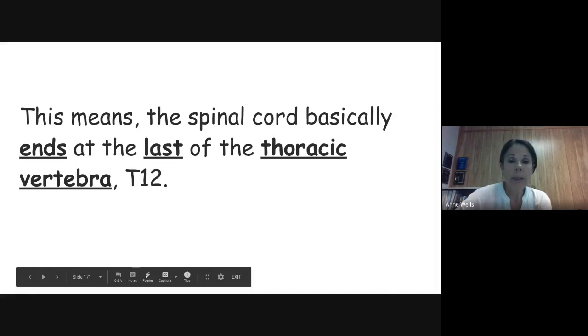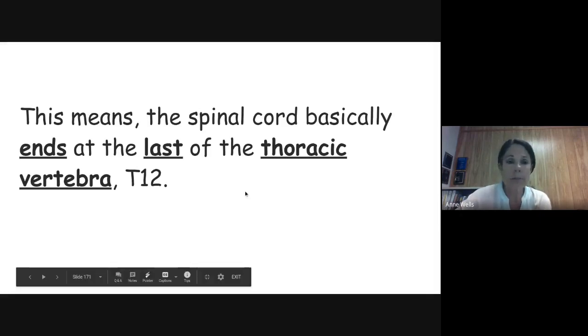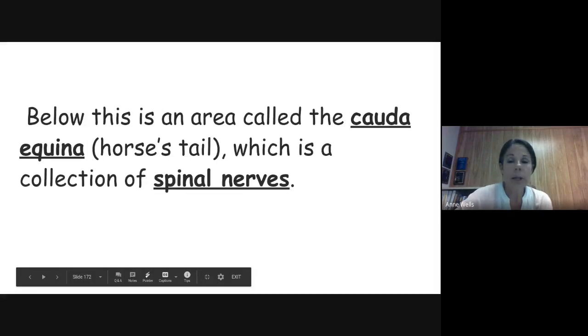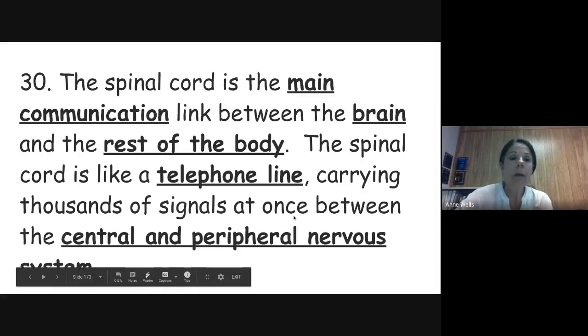This means the spinal cord basically ends at the last of the thoracic vertebra, T12. We've already studied those when we studied the skeletal system, so you might need to jump back in your skeletal system notes and take a look at that. Below this is an area called the cauda equina, and that just means horse's tail, which is a collection of spinal nerves, and it looks kind of like a horse's tail, which is why it's called that.